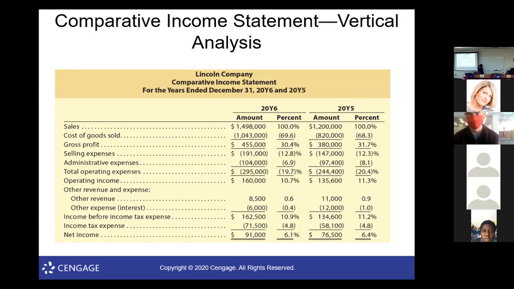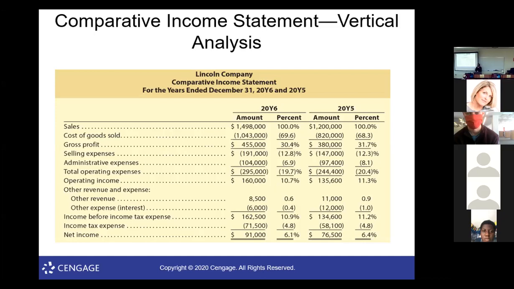So if I wanted to know what percentage selling expenses were of the total, I would take 191,000 as a percentage of 1,498,000. So again, this top line is always going to be 100% because theoretically you're taking 1,498,000 divided by 1,498,000. The next line, cost of goods sold, you're taking 1,043,000 as a percentage of 1,498,000, and you're getting 69.6%.